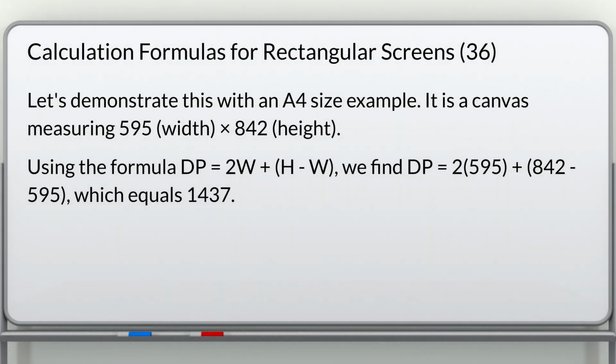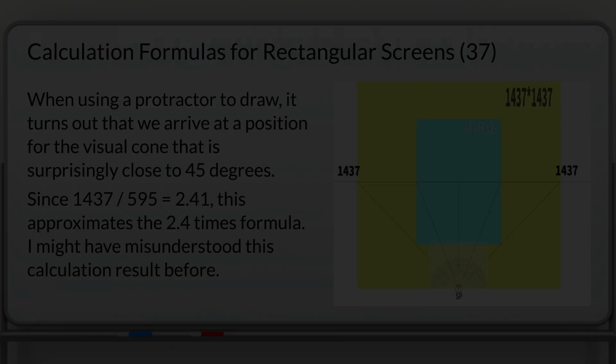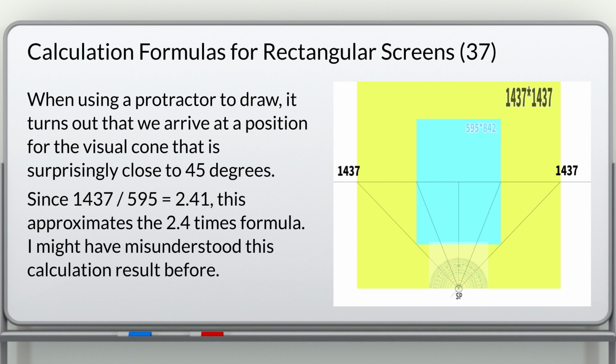Let's demonstrate this with an A4 size example. It is a canvas measuring 595 times 842. Using the formula dp equals 2w plus h minus w, we find dp equals 2 times 595 plus 842 minus 595, which equals 1437. When using a protractor to draw, it turns out that we arrive at a position for the visual cone that is surprisingly close to 45 degrees. Since 1437 divided by 595 equals 2.41, this approximates the 2.4 times formula.